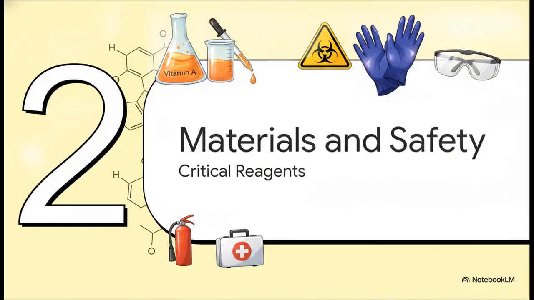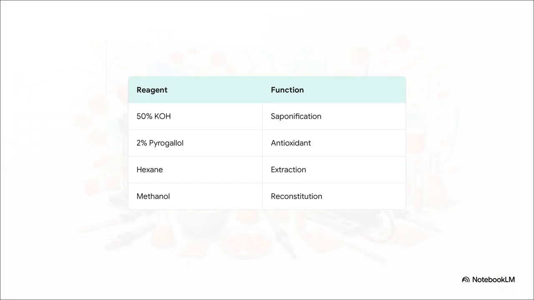Okay, moving to Section 2, materials and safety, focusing on critical reagents. Let's open up our chemical toolkit. First up, we use a 50% solution of strong potassium hydroxide to violently break down that food matrix. We also add a 2% pyrogallol solution in ethanol. That acts as our antioxidant, which is absolutely crucial to prevent our target vitamin from oxidizing during the harsh heating steps. Then we rely on non-polar solvents, like petroleum ether or hexane, to pull the fat-soluble vitamin out. And finally, we use highly pure methanol to reconstitute it for the machines.